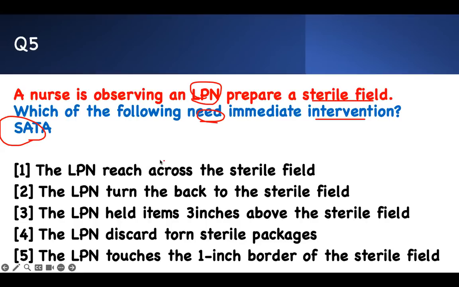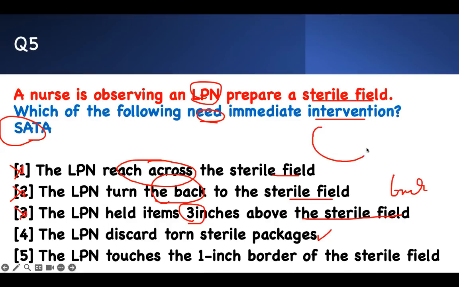You cannot reach across the sterile field. You can't do that. So this is wrong. You cannot turn your back to the sterile field. This is wrong. The nurse held items 3 inches above the sterile field, it is to be 6 inches. So this is wrong. The LPN discards torn sterile packages. That is good.